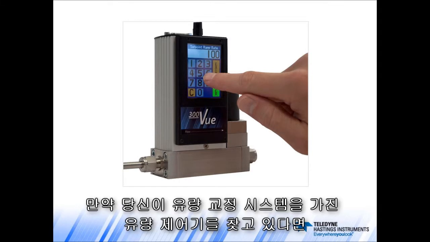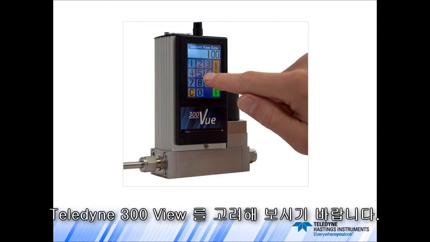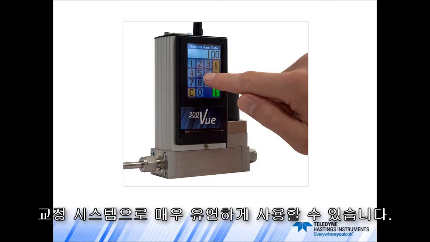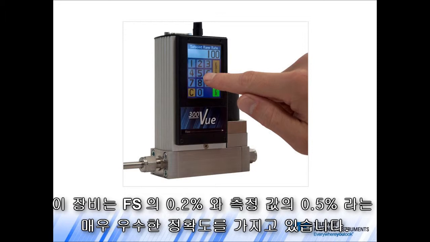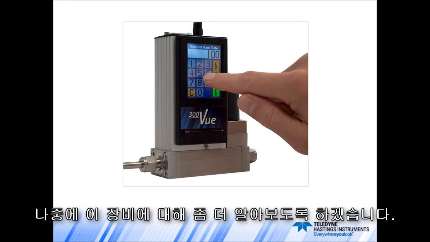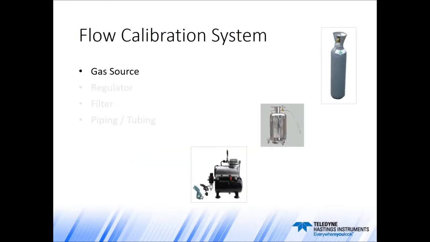Of course, if you're looking for a flow controller to use in this type of flow meter calibration system, we'd like you to consider the Teledyne 300 view. It has a local touchscreen display as well as analog and digital I/O, so it's very flexible for calibration systems. It has a very good accuracy specification, which is 0.5% of reading plus 0.2% of full scale. So if you're calibrating a less accurate instrument, this unit can also serve as a flow reference, and we'll get into some of those later on.